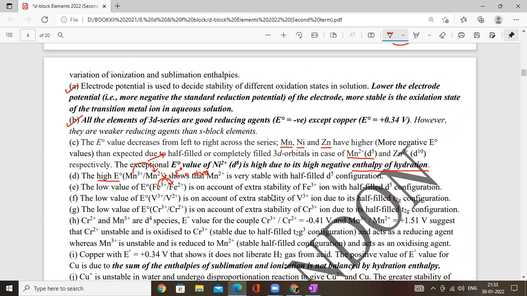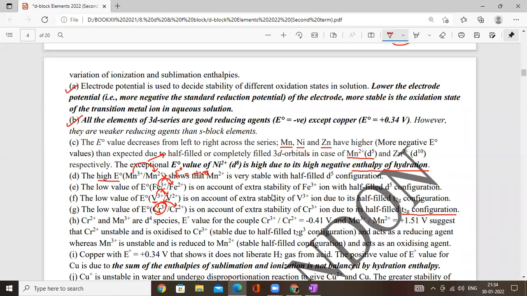ये नहीं जाएगा तो E naught value negative होगी. Similarly, vanadium is also stable in +3 oxidation state, so it never goes into +2. E naught value is negative. As I said, the low value of E naught: again Cr3 positive, Cr2 positive में नहीं जाएगा, because chromium is again stable in +3 oxidation state, because of half-filled t2g orbital configuration. That's why E naught value is again negative.